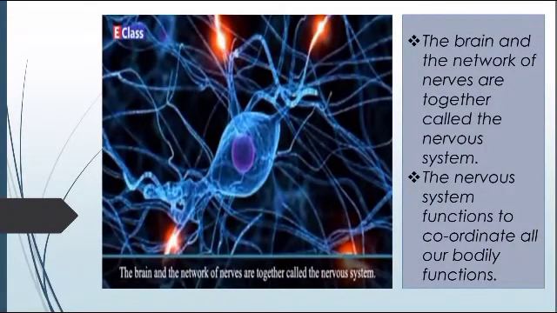We know that for carrying out different activities, the brain gives us an order, and accordingly, we work out for different tasks. So, the brain gives orders to the different parts of the body to work accordingly. The brain and the network of nerves together are called the nervous system. And this nervous system functions to coordinate all the bodily functions. That means all the bodily activities are carried out with the help of these functions of the brain. The brain gives instructions to different parts of the body, and the different parts of the body accordingly get the message, and they work in coordination with each other.